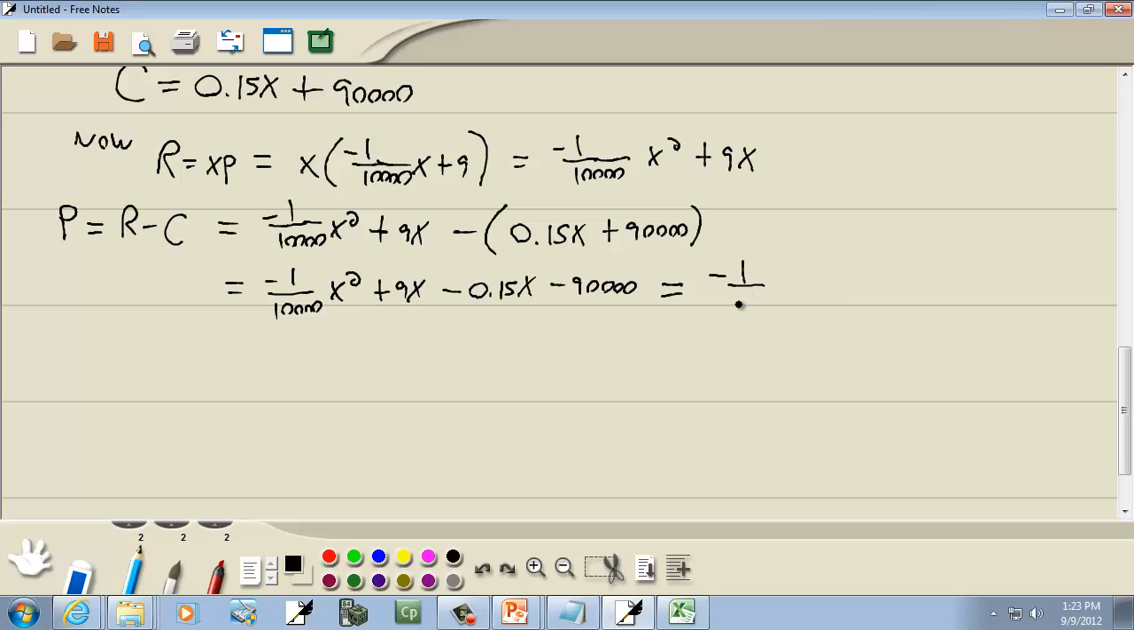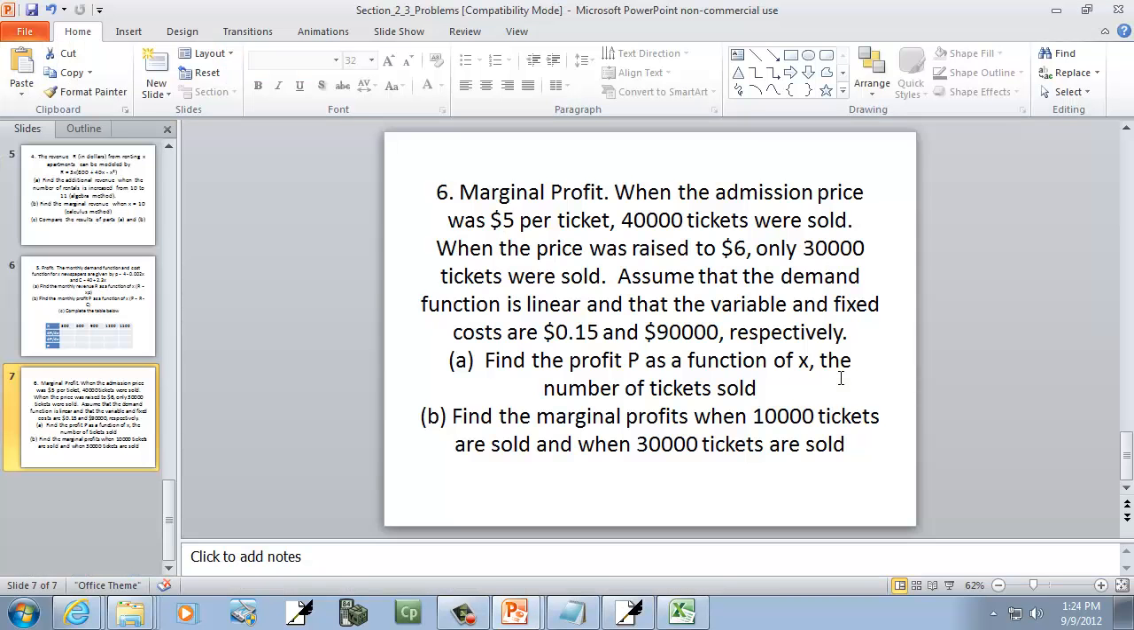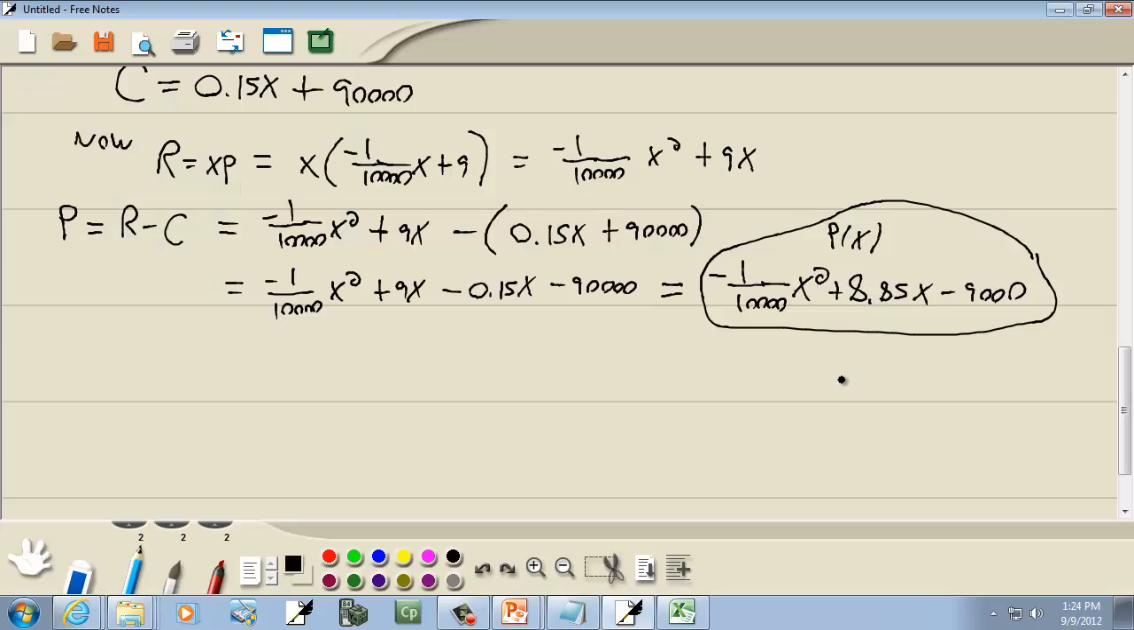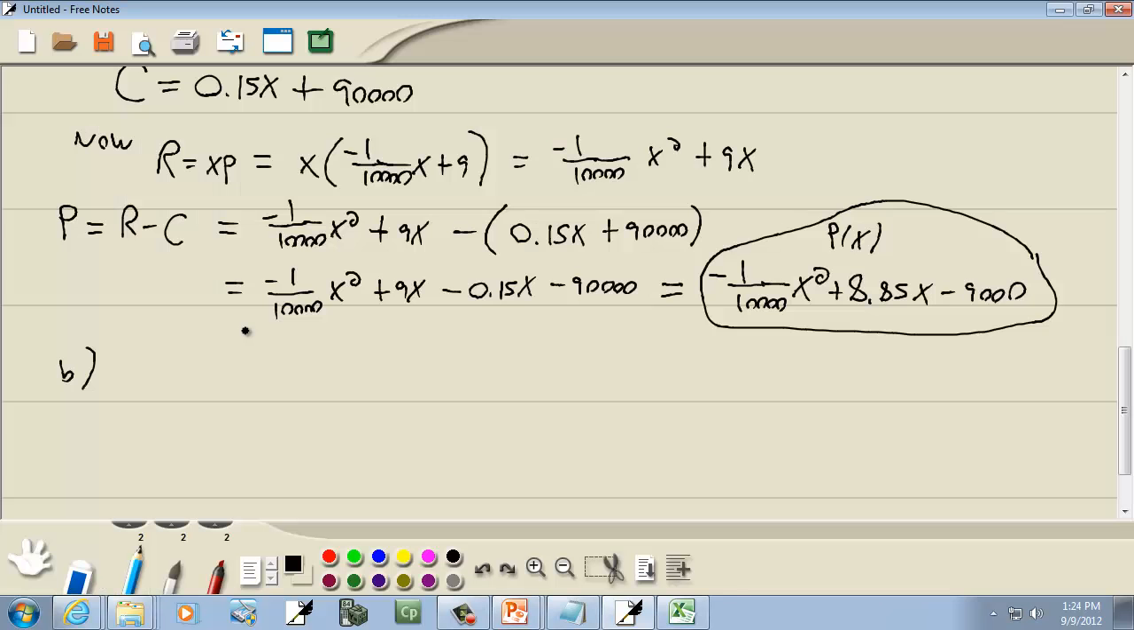So combine together like terms. We got negative 1 over 10,000 x squared. 9x minus that, I think it's 8.85, but let me check. 9 minus 0.15, 8.85, yep. I hate decimals. 8.85x, and then minus 90,000. So this right here is our P of x, our profit. Okay, that's part A. Now B says, find the marginal profits when 10,000 are sold, when 30,000 are sold.